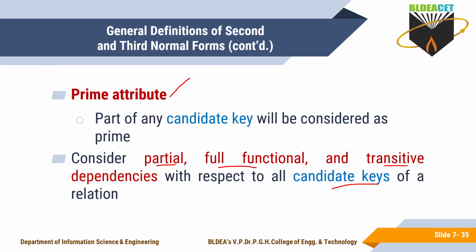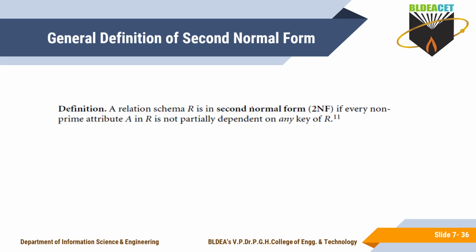The second and third normal forms depend on partial functional dependency, full functional dependency and transitive dependency. Second normal form supports only full functional dependency. Third normal form supports transitive dependency along with prime attributes and candidate keys. So if a transitive dependency involves candidate keys, then it supports third normal form. So this is the general definition. After the concept is explained, you get the definition.